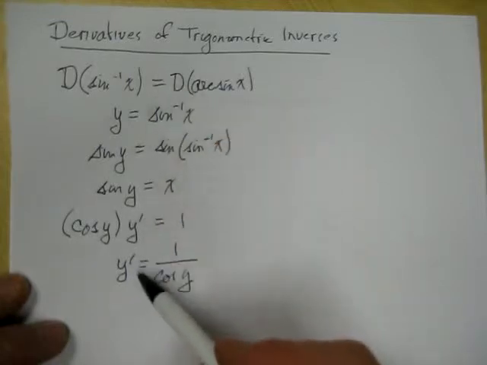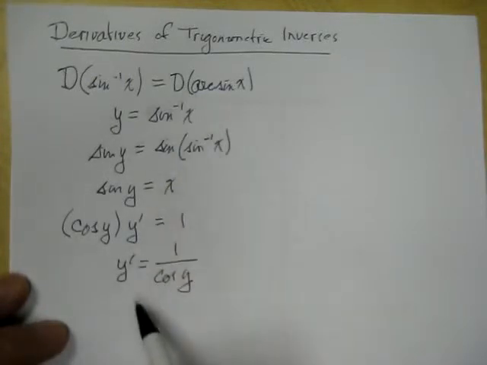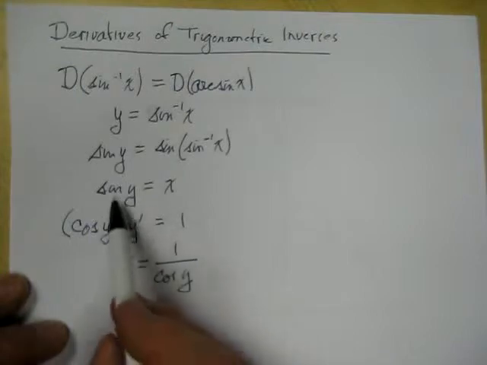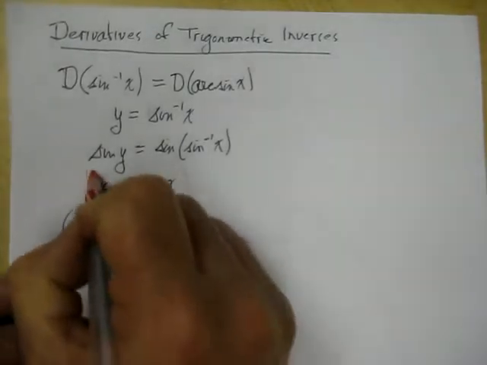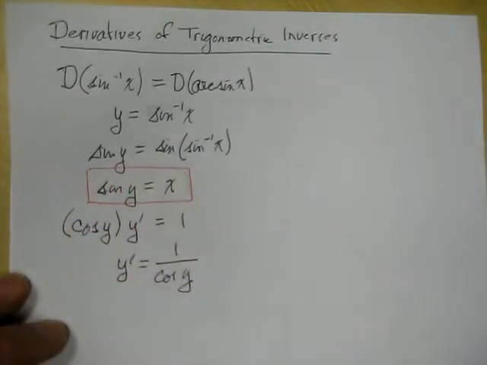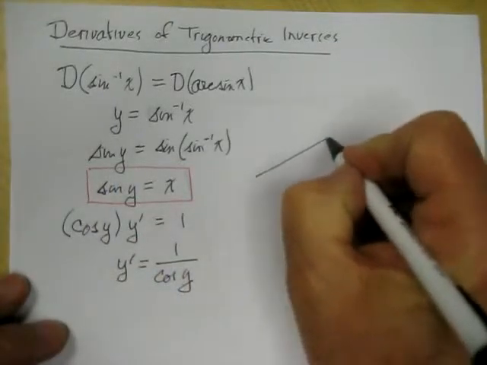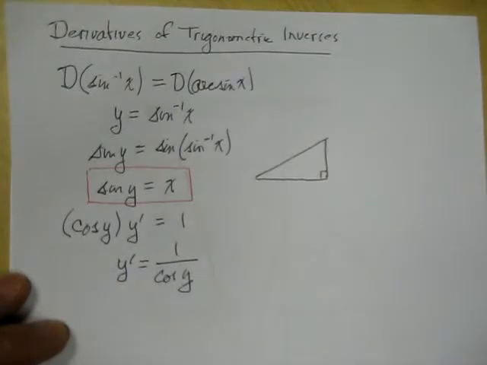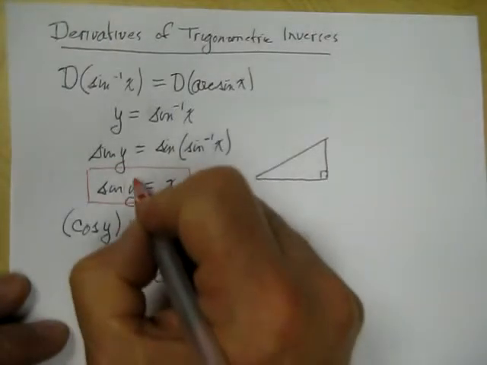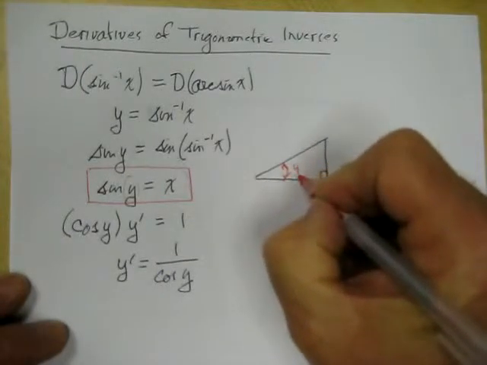Now, with implicit differentiation, we often end up with y's in our answer. In this case, we'll be able to eliminate this y because we know a relationship between the x's and y's. It's this trigonometric relationship. Notice that what that means is we're talking about a right triangle. This y is measuring an angle in that right triangle.